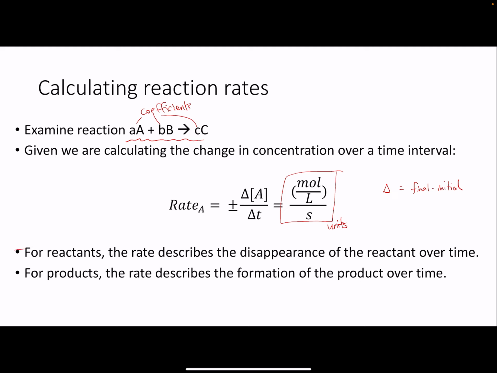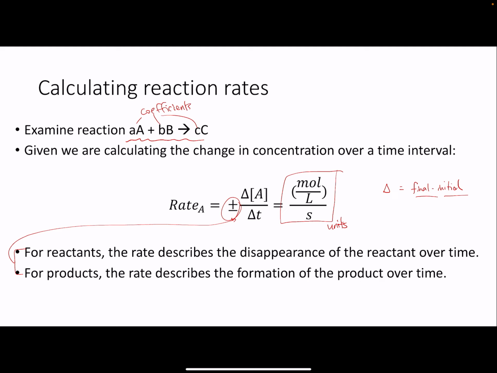Now, these last two points here, you can see there's a plus minus sign. When you're calculating the rate of a reactant, we use a negative sign. The reason for that is the rate is always positive in terms of its value. So if a reactant is being consumed and turned into a product, its concentration is decreasing. Its final concentration is going to be lower than its initial. When you subtract those two values, you'll end up with a negative number, and if you leave it as a negative number, the rate will be negative as well.